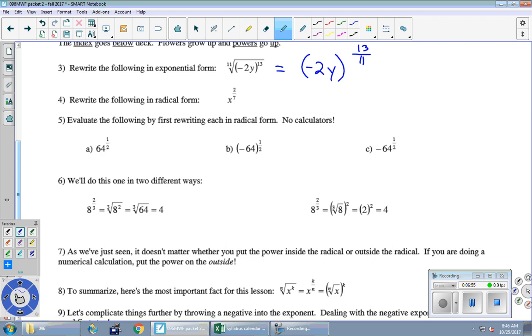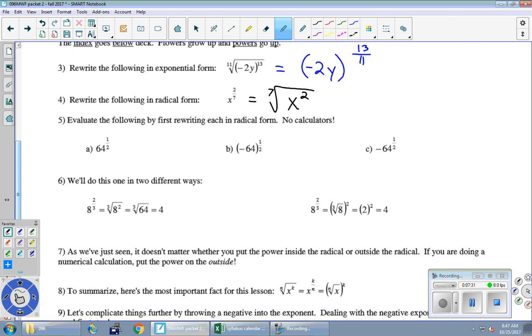And then going the other direction in 4, rewrite the following in radical form, x to the 2/7. You see a fraction exponent, you could translate it to a radical. That's what we're going to do here. This one equals. So go ahead and write a radical sign. We got an x inside that radical. And we just have to put the 2 and the 7 in the right spots. Where does the 2 go? 2 is the exponent, that's our power, and the 7 is the index. Okay?